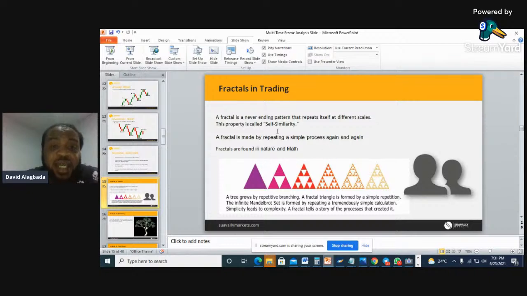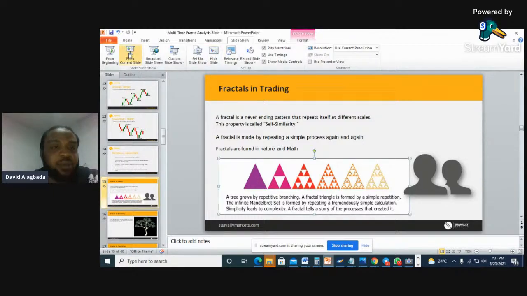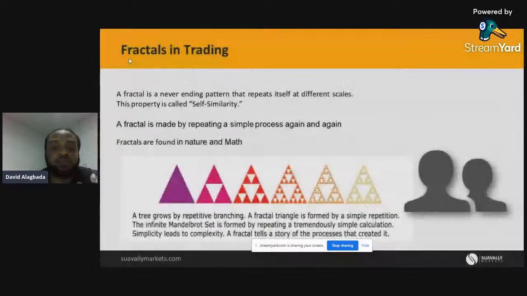So a fractal is a never-ending pattern that repeats itself at different scales. This property is called self-similarity. A fractal is made by repeating a simple process over and over again. And we can find fractals in nature and in math. So let's think about this triangle. What you have in this triangle is the pattern here. From the bigger view of it, you've got a triangle.